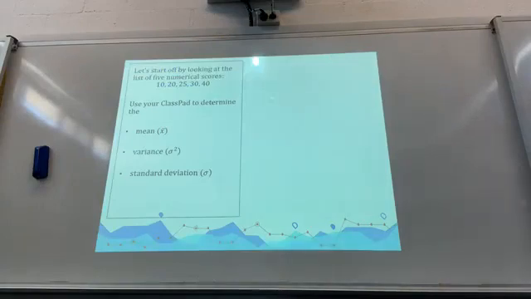looking at these 5 numbers. You should be able to use your class pad to determine the mean, variance, or standard deviation. Any one of you not knowing how to do it? Alright, let's do it together.